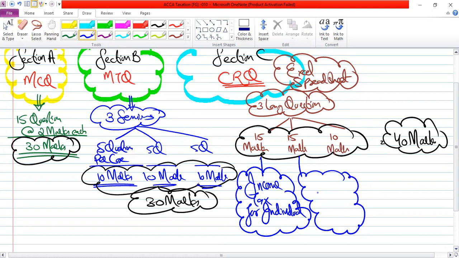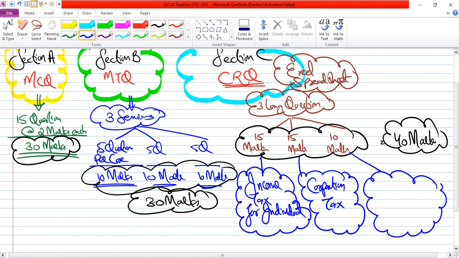Then we asked him, sir, please tell us, what about the second one? So he said, no problem. Corporation tax. The next 15 mark question is going to be from corporation tax: how a company is going to pay its tax.